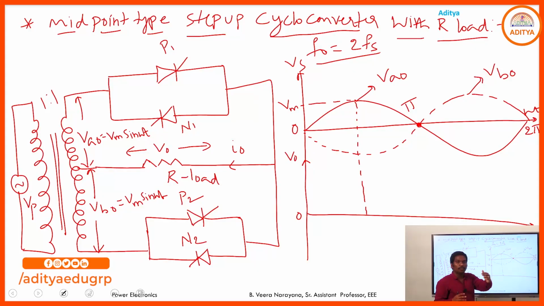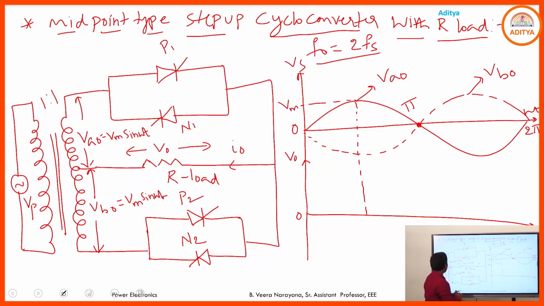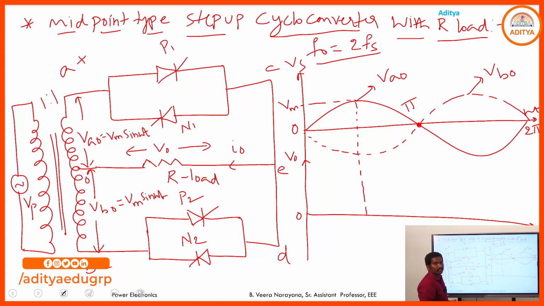Corresponding to that, you need to provide the gate pulses to the thyristors. So here, during the positive half cycle of the supply, what happens? This one is taken as A, this is B, this is C, D, E, and here O. So tell me, during the positive half cycle what happens here? During the positive half cycle of the supply, terminal A is positive and B is negative. Corresponding to that, P1 and N2 are in forward bias.